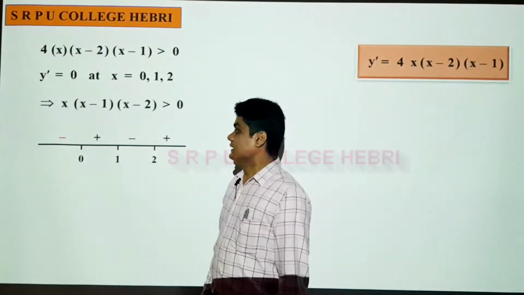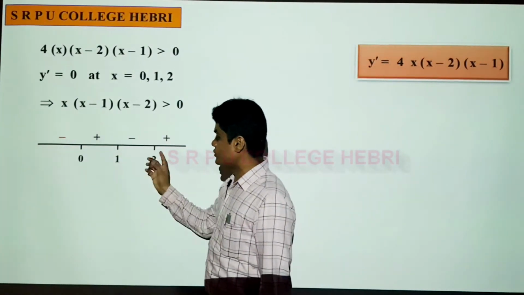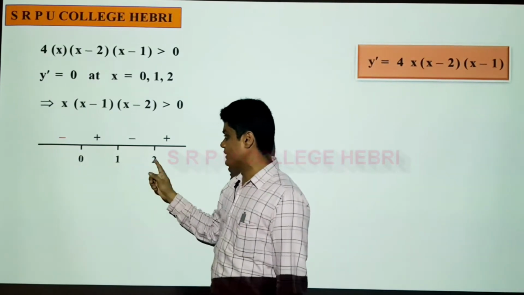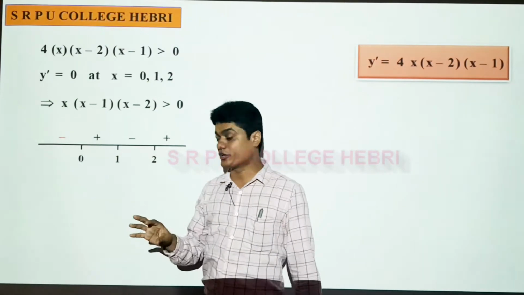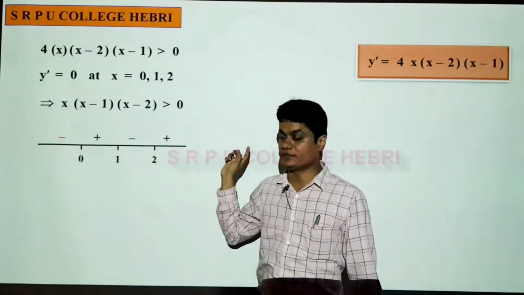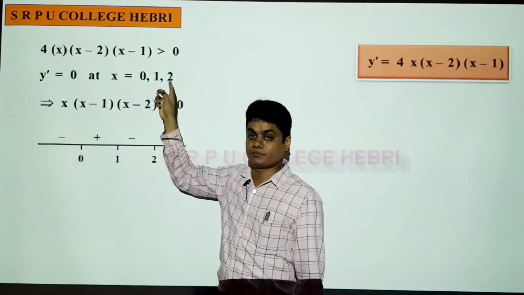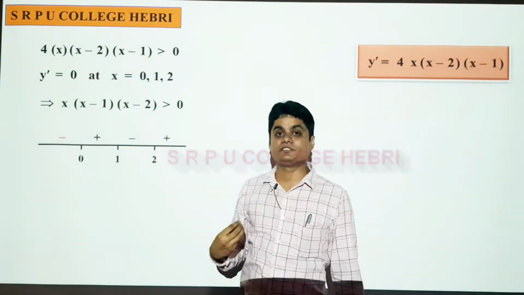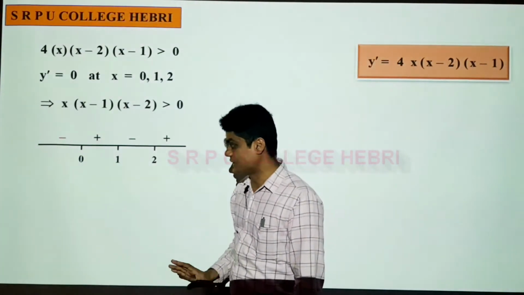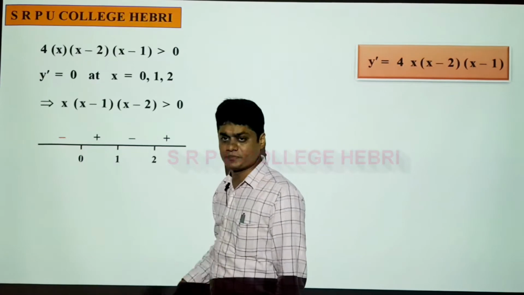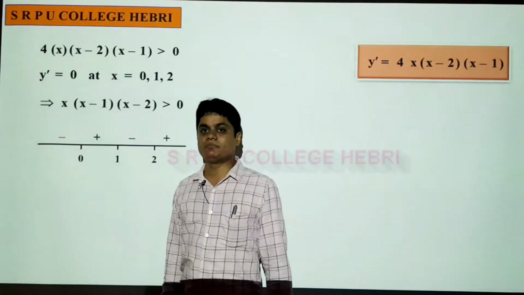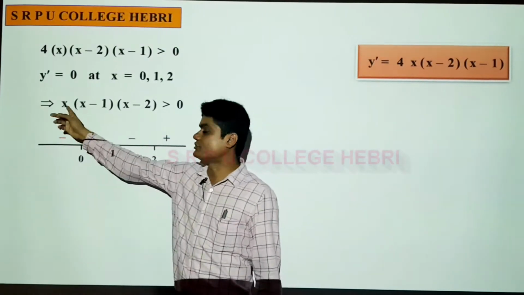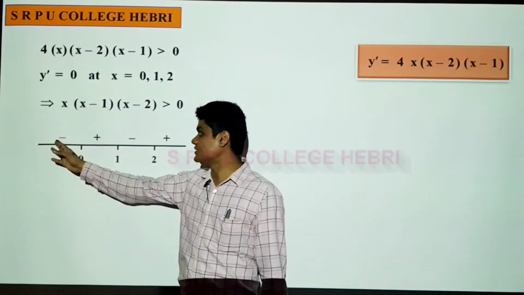Correct? Now I wrote one line where I marked 3 points 0, 1, 2 because y dash is 0 at 0, 1, 2. First decide how many points you have to mark on the real line. How to decide? Like this. Find the values of x where the first order derivative is equal to 0. Do you see the plus and minus coming? I will explain that. Take a number less than 0. Any number less than 0. Substitute here. For example, take x equal to minus 1.